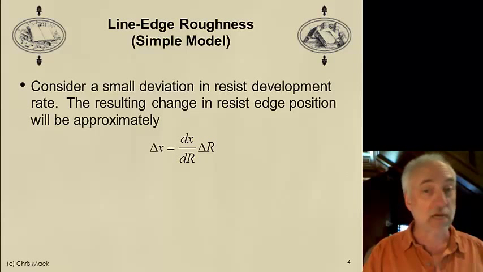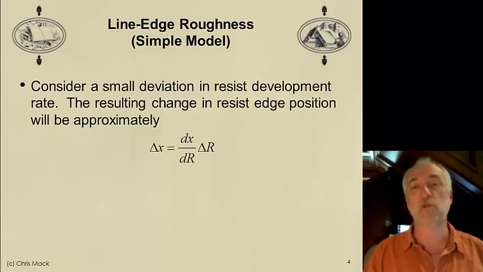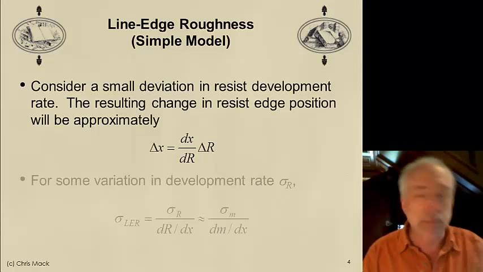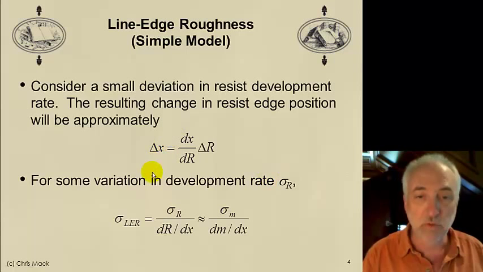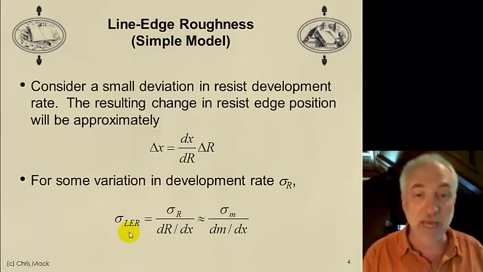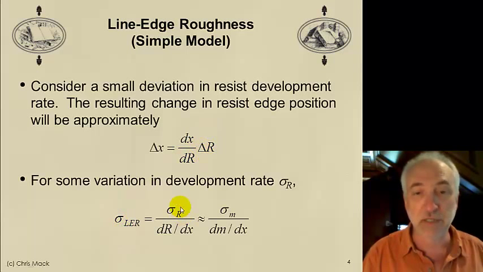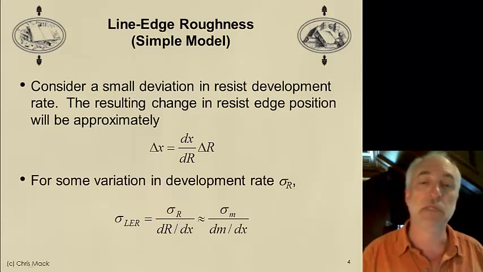Well, if we think of delta r as a statistical variation in dissolution rate, then it will result in a statistical distribution of x positions. And that is nothing more than line edge roughness. So we replace delta x by sigma LER, the standard deviation of the x position. We replace delta r by sigma r, the standard deviation of the development rate. And then we see that LER is sigma r divided by this gradient in development rate, dr dx.